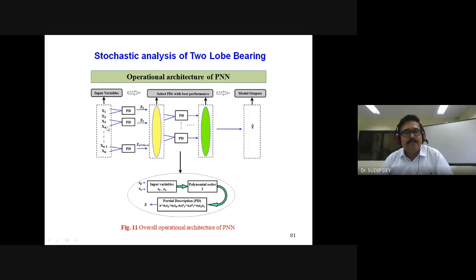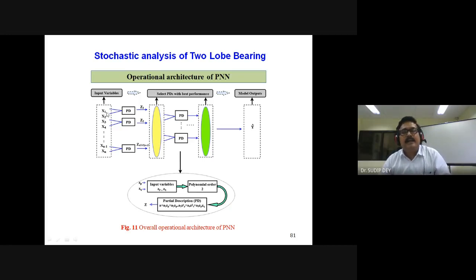If we are trying to frame from input variables, we have the relationship of all input variables in the order of a second-order polynomial equation. So considering that second-order polynomial equation between, say, suppose x1 and x2, x3, x4, up to xn, n number of variables are there. There may be a relationship between x1 and x2 in nth order. So considering that polynomial order, we frame the partial description. And this partial description actually represents one polynomial equation representing x1 and x2. And likewise, we consider different combinations of equations.